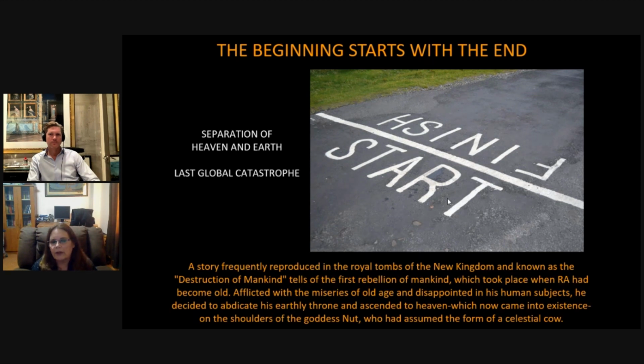And so a story frequently reproduced in the royal tombs of the New Kingdom and known as the destruction of mankind tells of the first rebellion of mankind, which took place when Ra had become old. This is important. Ra is the sun, when Ra had become old. Afflicted with the miseries of old age and disappointed in his human subjects, he decided to abdicate his earthly throne and ascended into heaven, which now came into existence on the shoulders of the goddess Nut, who had assumed the form of the celestial cow.